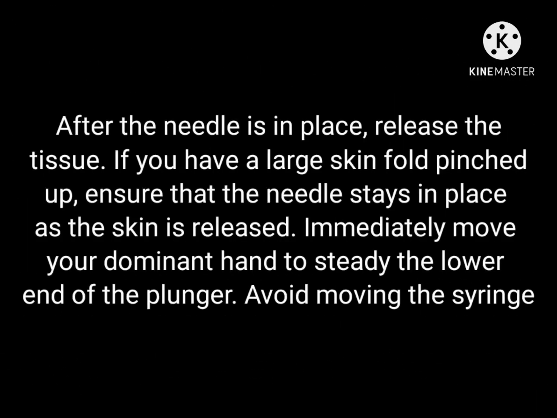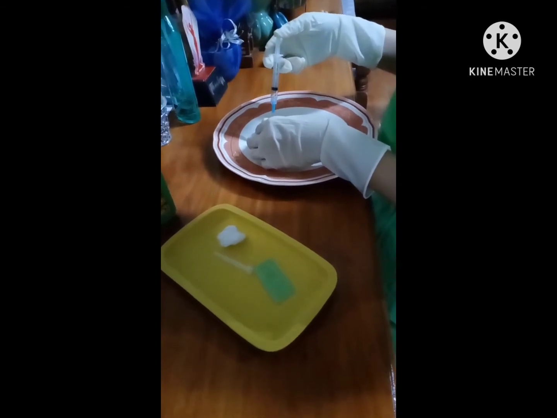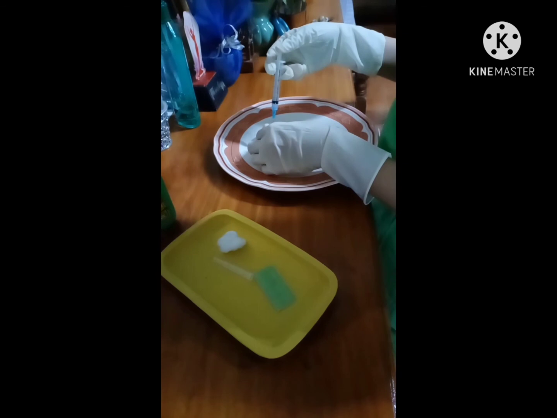If you have a large skin fold, pinch up. Ensure that the needle stays in place as the skin is released. Immediately move your dominant hand to steady the lower end of the plunger. Avoid moving the syringe. Inject the medication slowly at a rate of 10 seconds per milliliter.